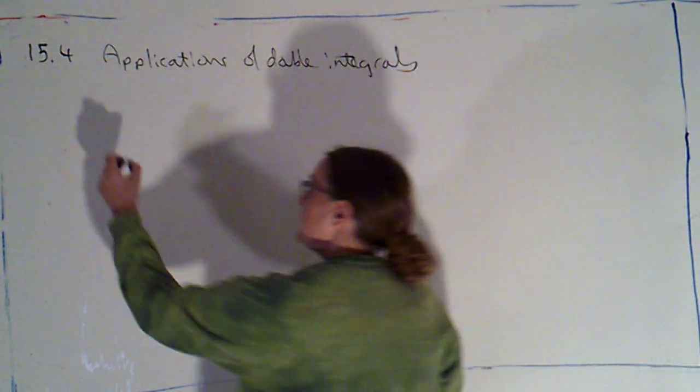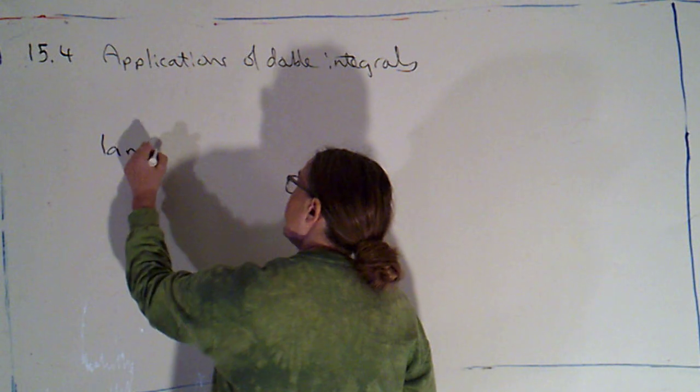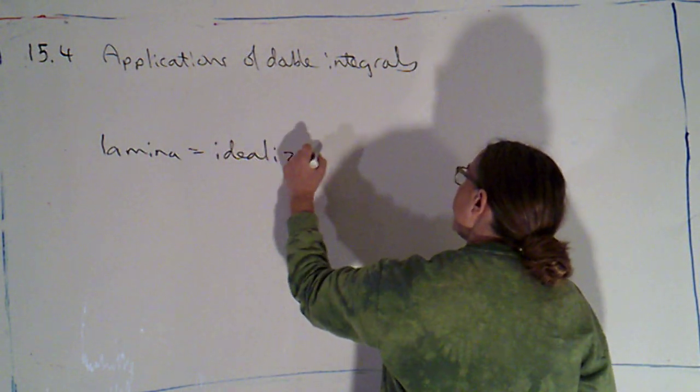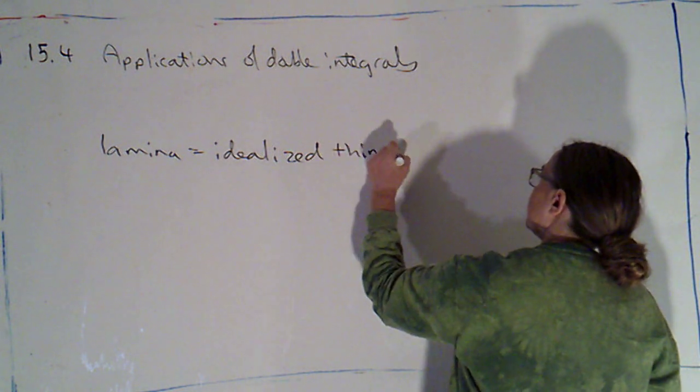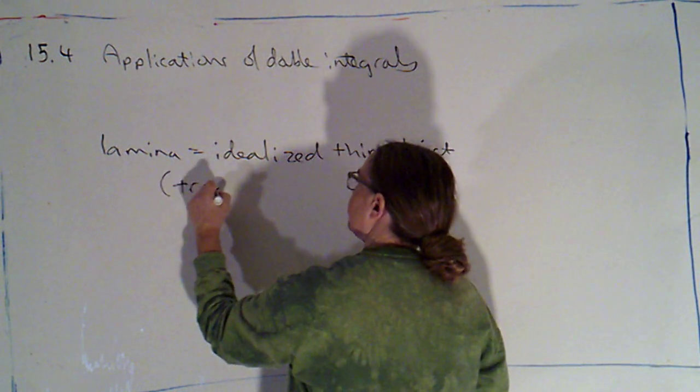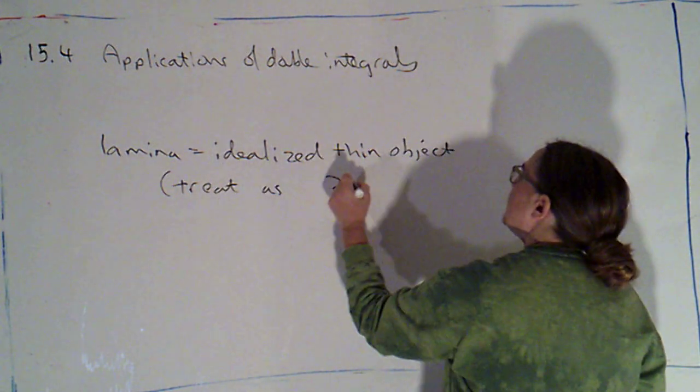The first thing I need to do is introduce you to the notion of a lamina. A lamina is just an idealized thin object, which means we're going to treat it as two-dimensional.